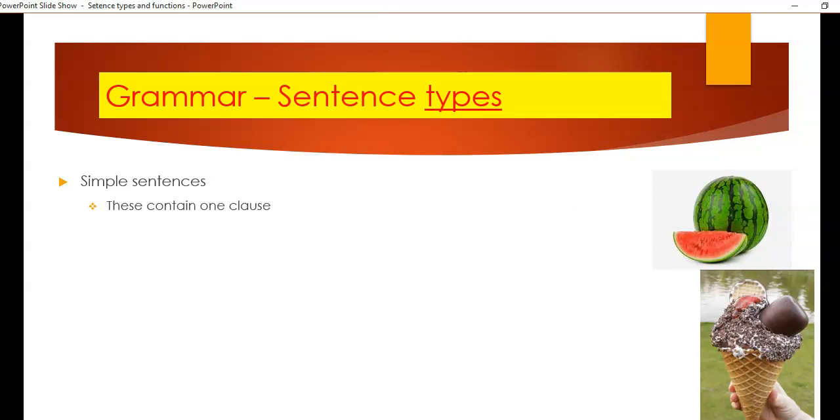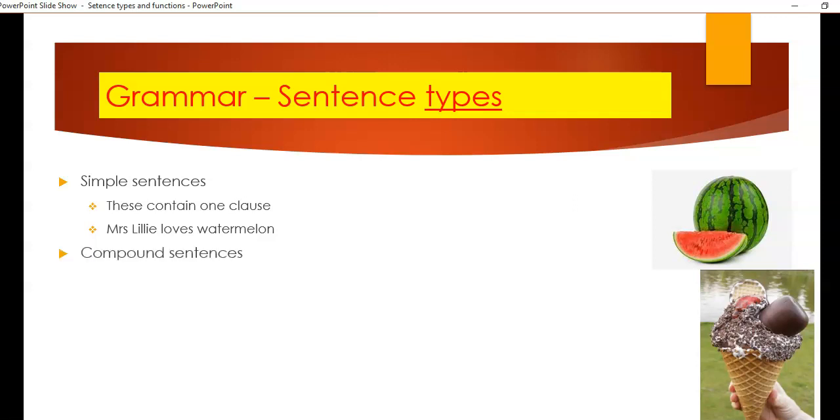There are simple sentences that contain one clause. So something like, Mrs. Lillie loves watermelon, I do, is a simple sentence. There is one clause, a subject and a verb, and you can see the example there.